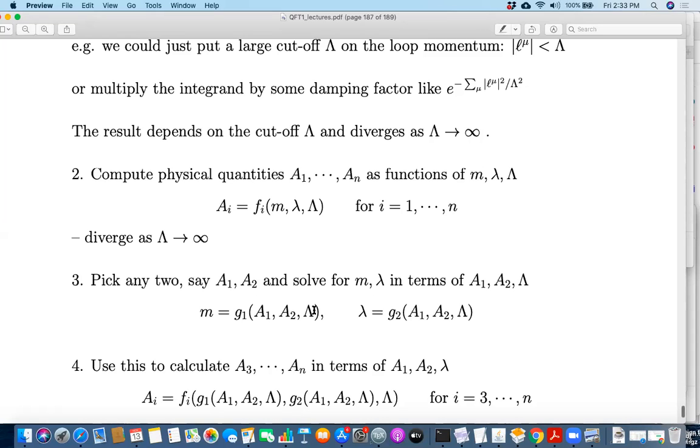And how you take them to infinity is encoded here. Once you invert these functions, then this already tells you what you should do, because you want to keep A1 and A2 finite and take lambda goes to infinity. That tells you exactly how m should go to infinity in that limit. Is this point clear?